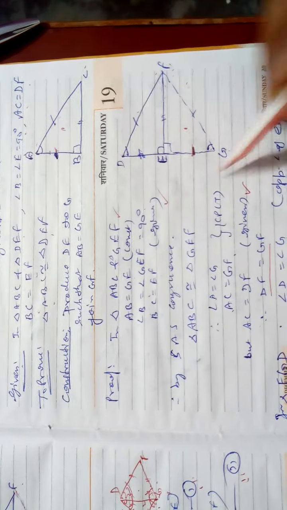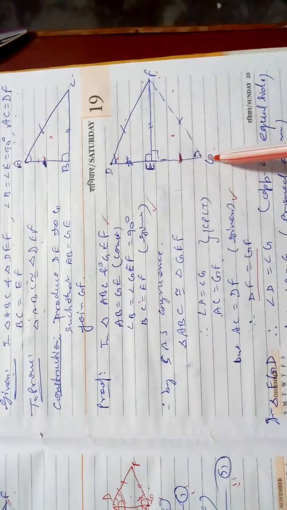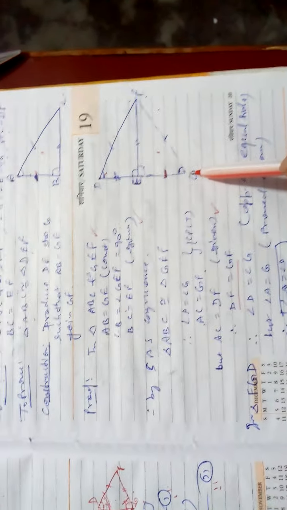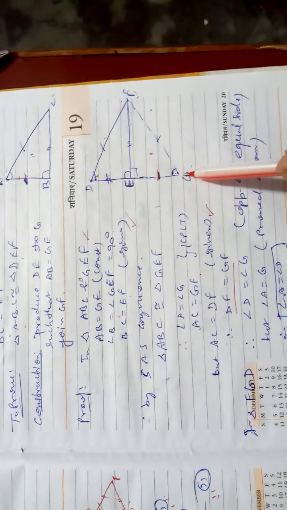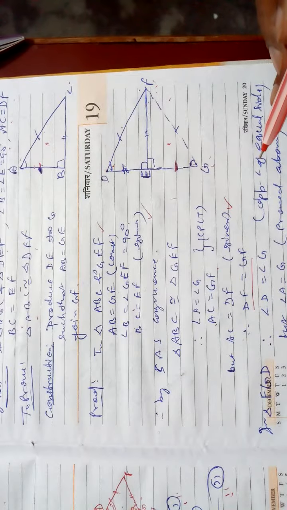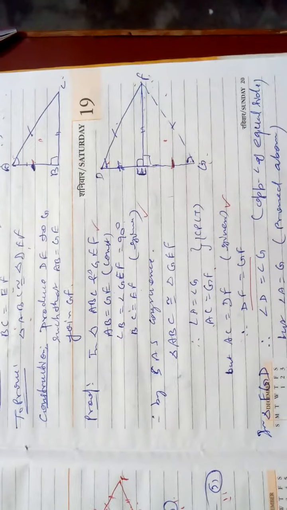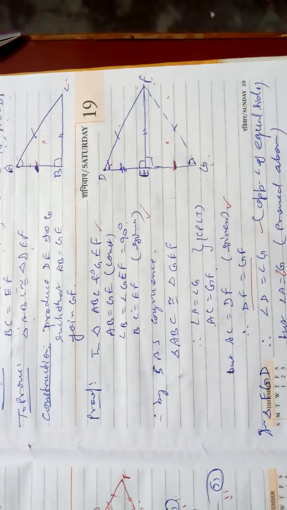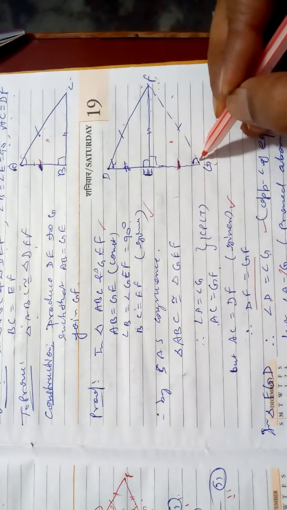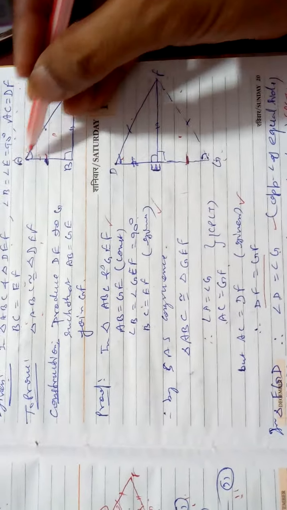So in this big triangle, base angles are equal, so angle D equal to angle G. We have got angle D equal to G. Now in these two triangles, again same thing: D equal to G we have proved, A equal to G by CPCT. So again D and A are equal.